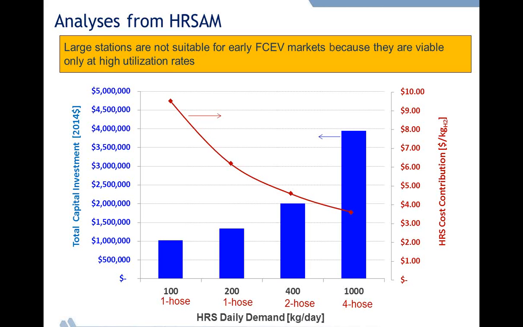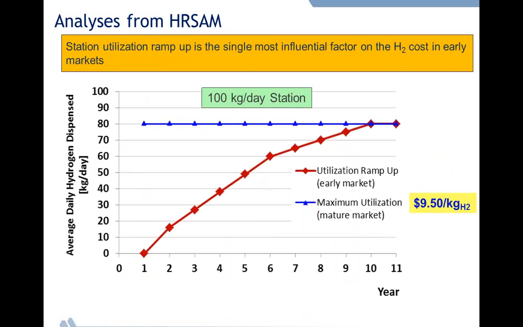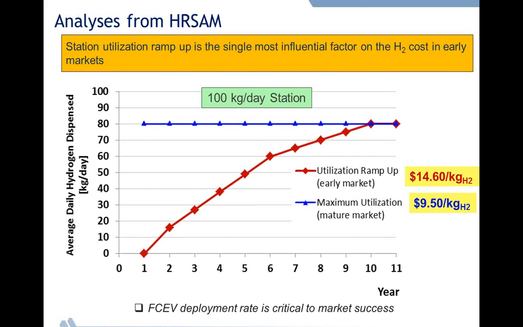And I have one more slide. Here we'd like to look at utilization. We show two examples of utilization. You will see the top line, the blue line. This is a station that is utilized at its capacity from the first day: about 80% of the full capacity will be utilized from the first year.